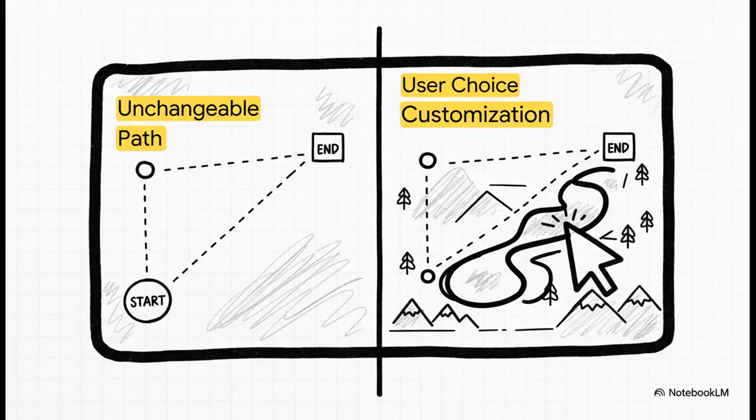Here's a great way to picture it. It's like a GPS. A normal one just gives you one road. That's it. But a tool that respects your autonomy is like a GPS you can customize. You can tell it to avoid highways, or maybe you want to find the most scenic route. The tool serves your goals, not the other way around.